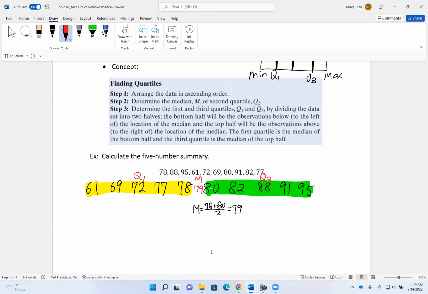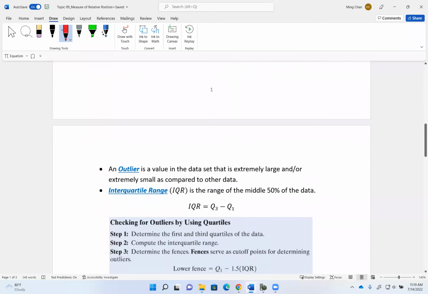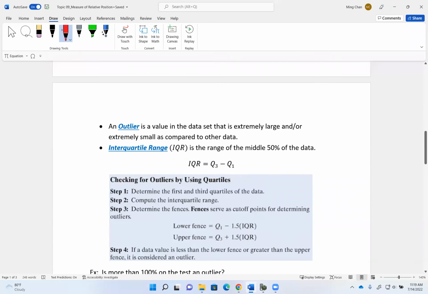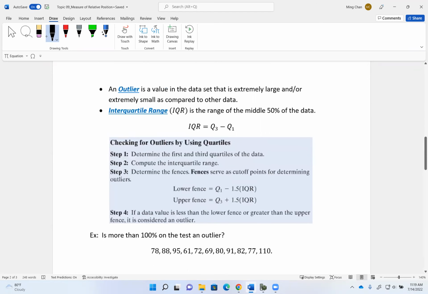Okay. Now let's continue. Outlier. An outlier is a value in a data set that is either extremely small or extremely large, okay, as compared to other data. Sometimes an outlier can be an error by the person who collected the data. It can be an error while collecting data, or it can just be an extremely large or small value. Okay, it might not be an error. It can be an error. Okay, that's what the outlier is.